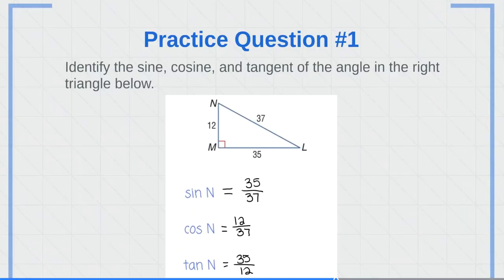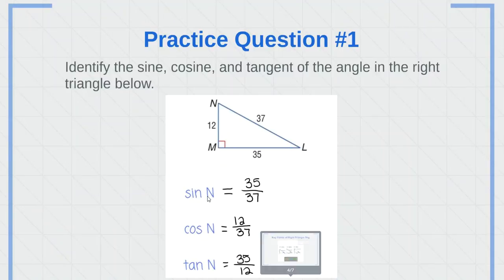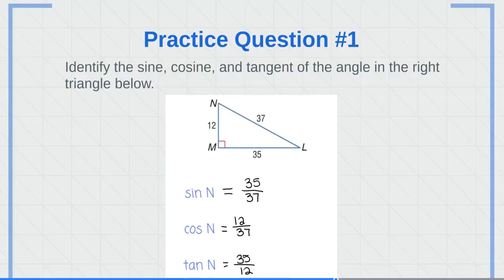Let's take a look at an example. In this practice question, you want to identify the sine, cosine, and tangent of angle N in this right triangle. You can see that sine will be 35 over 37, the opposite side over the hypotenuse. The cosine will be the adjacent side, 12, divided by the hypotenuse side, 37, and the tangent will be opposite over adjacent, or 35 over 12.